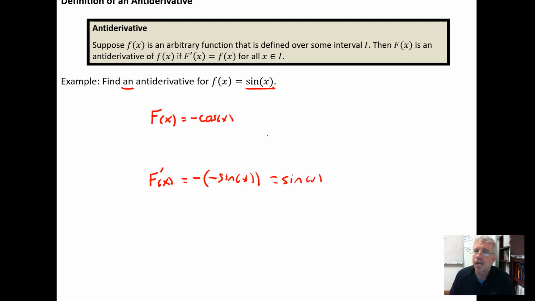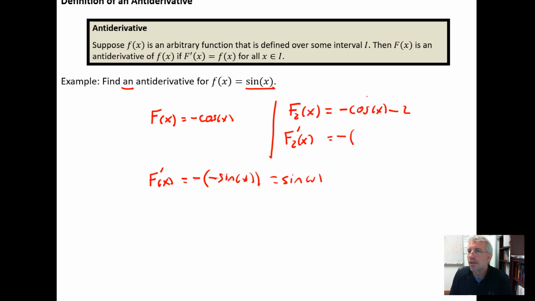Now, just like before, what we want to notice is that this antiderivative isn't unique. So for example, I could make a second guess for an antiderivative. I could say I'm going to guess the opposite of cosine of x minus 2. And then I could check my work by taking the derivative. F prime of my second guess is equal to the opposite of the derivative of cosine, which is minus the sine, minus the derivative of 2, which is 0.